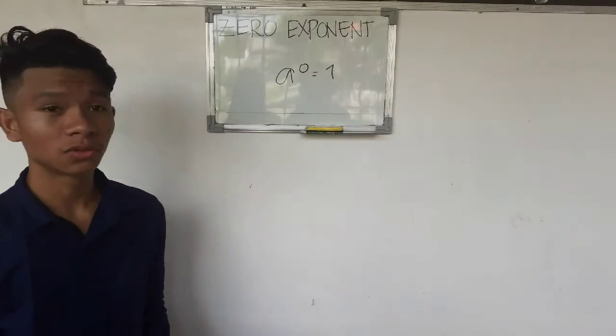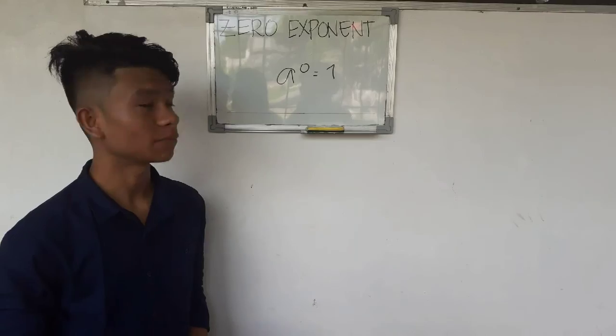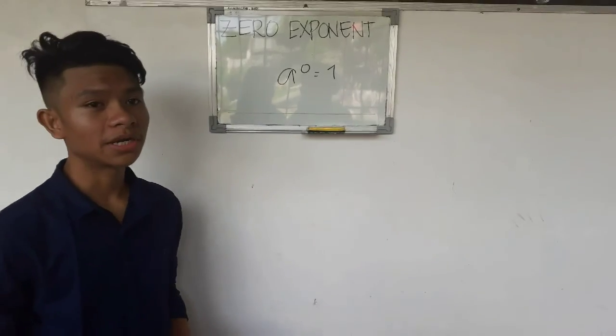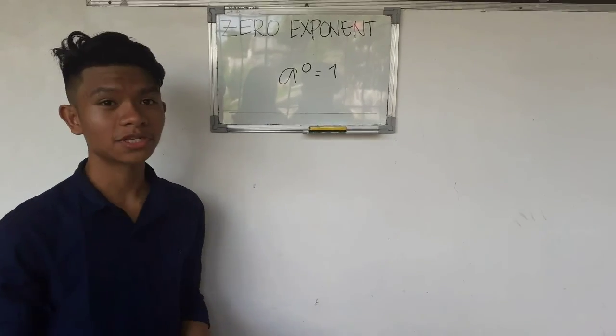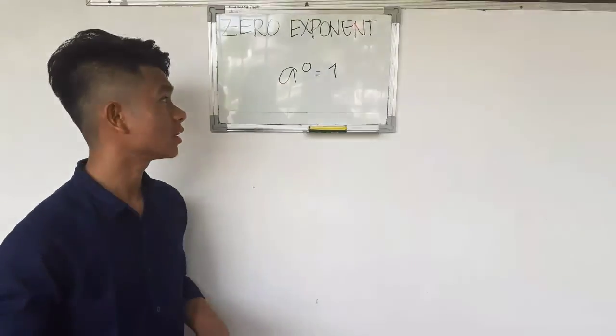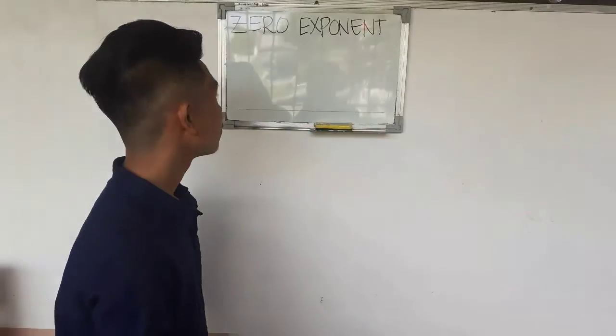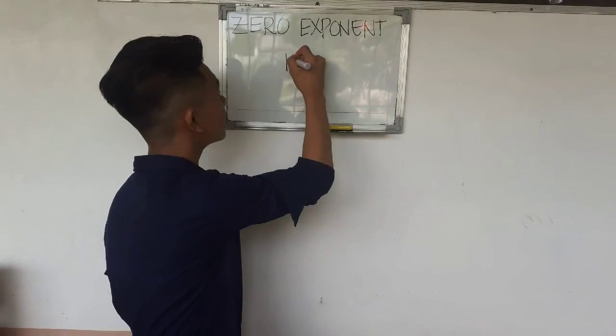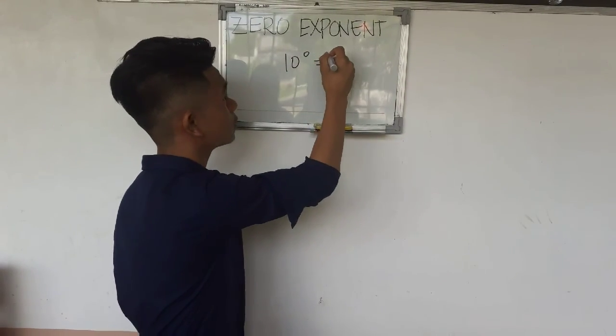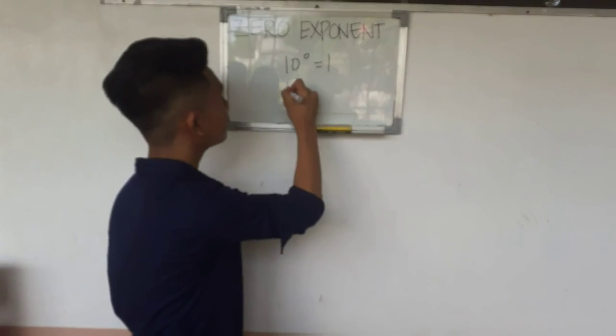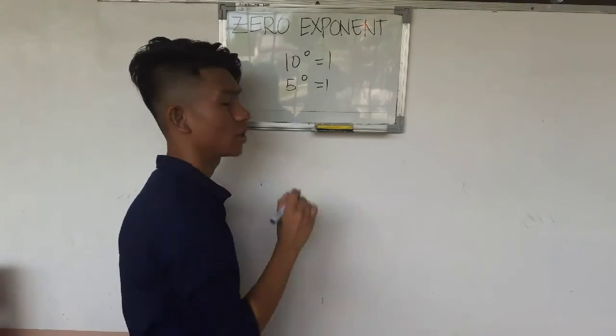The sixth rule is the zero exponent. Any number raised to 0, except 0, will always be equal to 1. So for example, 10 raised to 0 is equal to 1 and 5 raised to 0 is equal to 1.